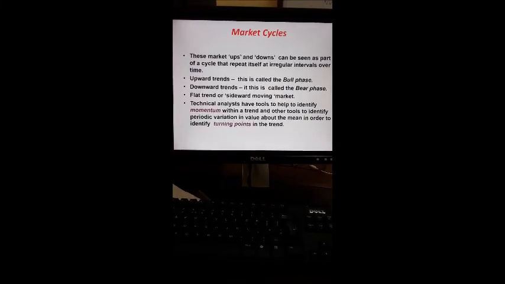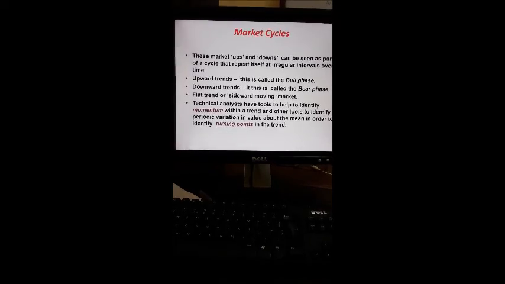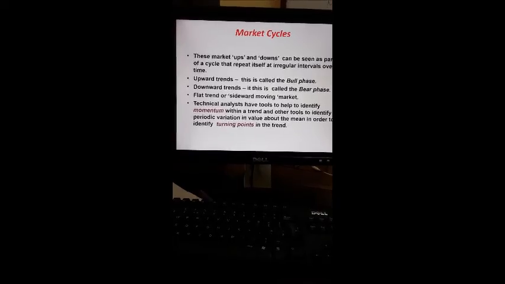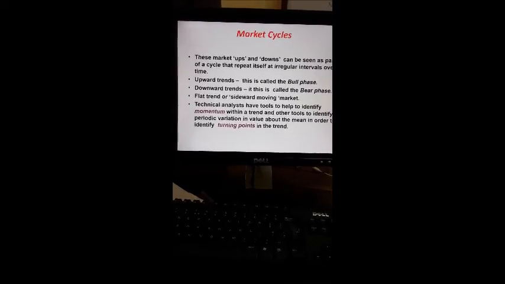Now we have the upward trend. This is called the bull phase. So the upward trend in the market is known as the bull trend or bull phase. And the downward trend is called the bear phase. Later we shall define what the bull and bear phases are. Also, there is a flat trend, or sideways movement in the market.